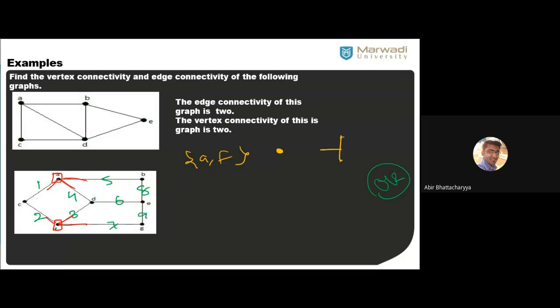Only like this. This is going to be your disconnected graph, right? This is going to be a disconnected graph. You have to draw this. In the exam, you have to draw this after removing AF.